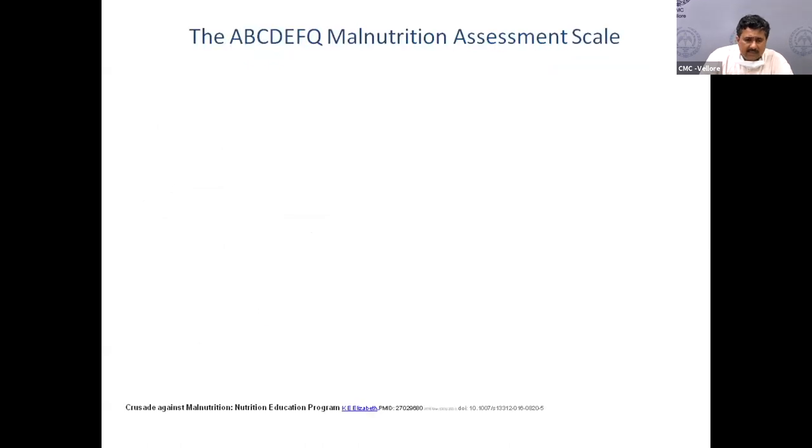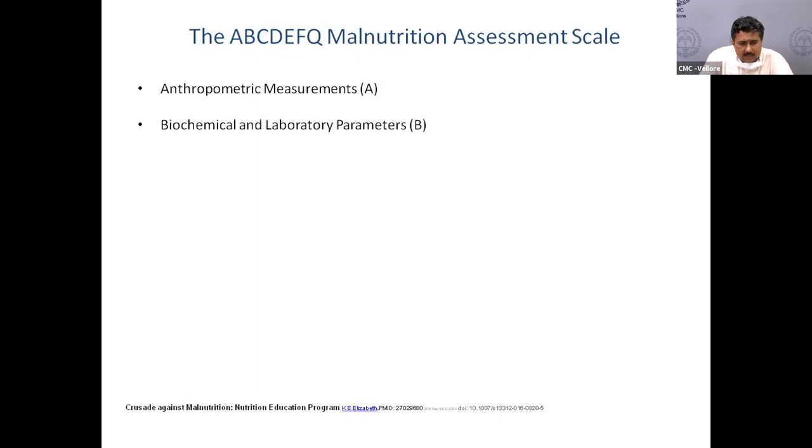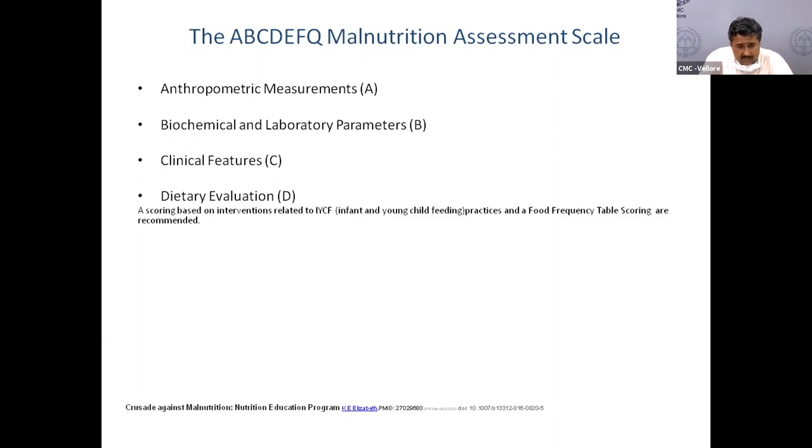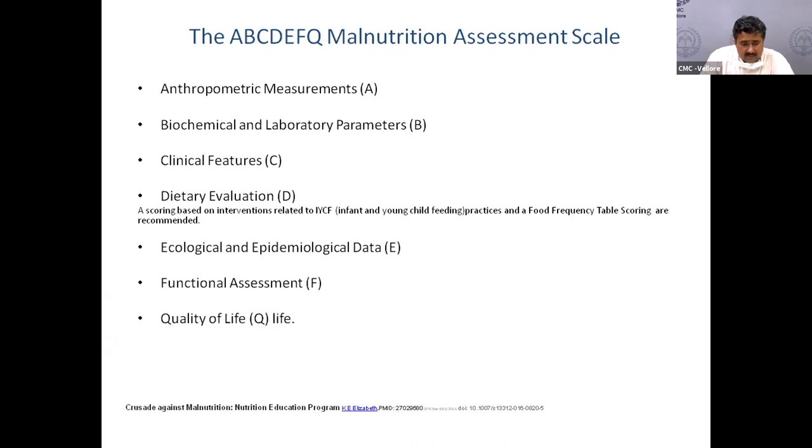So I talked about the integrated scale. It's called the ABCDEFQ malnutrition assessment scale. They usually integrate anthropometry, biochemical lab parameters, clinical features, dietary evaluation, ecological and epidemiological data, functional assessment, and quality of life. These are all scoring systems that try to put this together to classify malnutrition and detect malnutrition early.